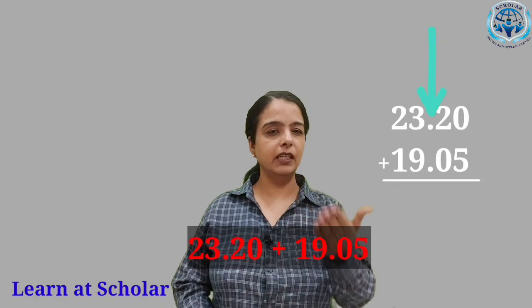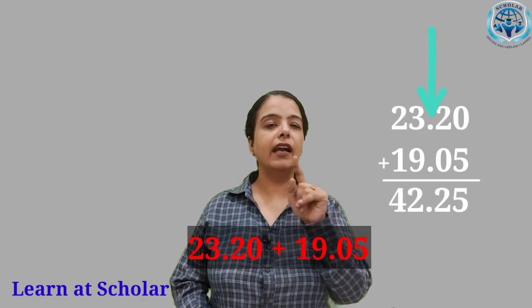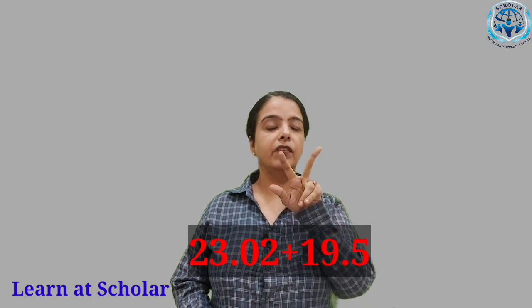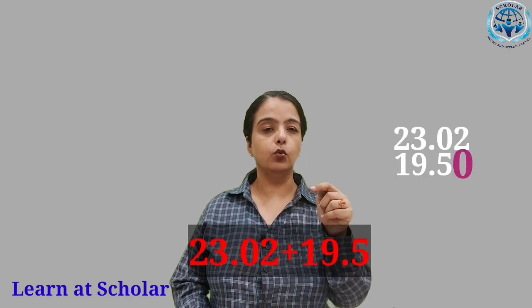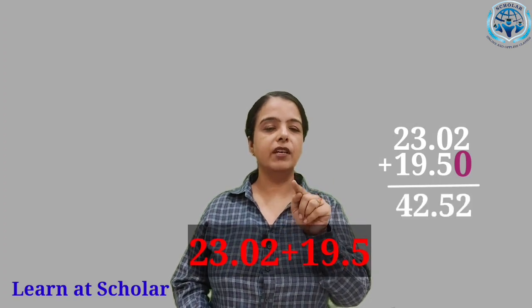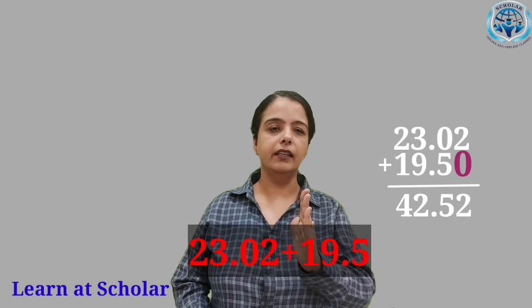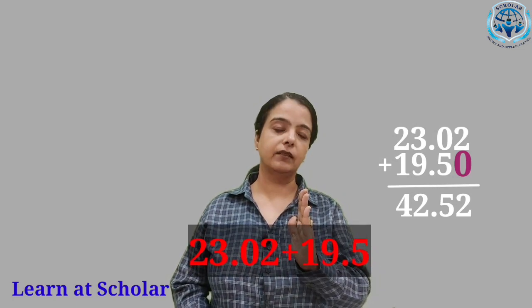The addition process will be the same. If we have to add 23.02 and 19.5, we will write 23.02 and 19.5 and put a 0 below 2 and then add. Decimals are in a line. When we subtract, we do the same thing. Decimals are in a line and we subtract.